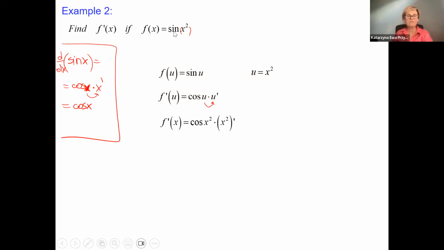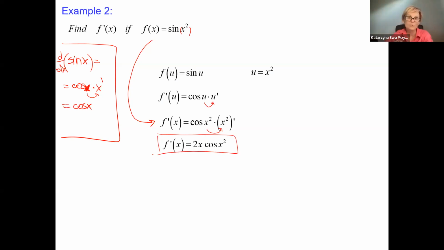That's what I was saying, that maybe you may skip the u. The derivative of sine of x squared is cosine of the same thing, x squared, times the derivative of x squared. And this is that chain. The derivative of x squared is 2x. That means this is the final answer: 2x times cosine of x squared. We may notice the inner function stayed the same.